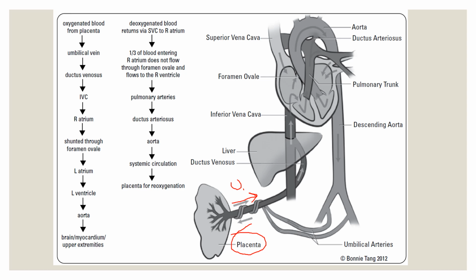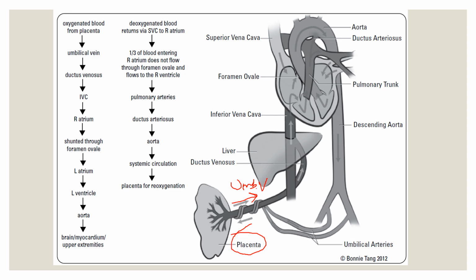Umbilical vein. Now, if you're getting confused between umbilical vein and umbilical artery, you have to remember that a vein is anything that carries blood to the heart. Like you have IVC, you have pulmonary vein, you have umbilical vein. It is not based on whether it is oxygenated or deoxygenated. It is based on whether it is carrying blood to the heart or from the heart. To the heart is always vein.